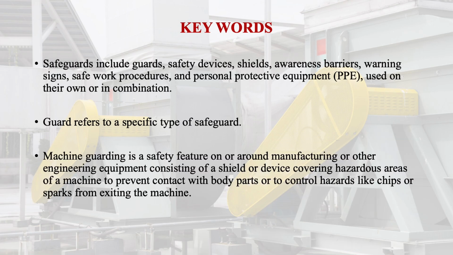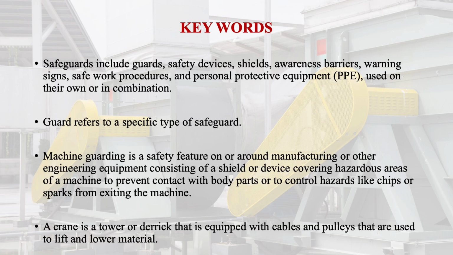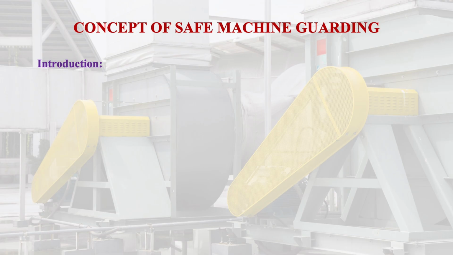Machine guarding is a safety feature on or around manufacturing or other engineering equipment, consisting of a shield or device covering hazardous areas of a machine to prevent contact with body parts or to control hazards like chips or sparks from exiting the machine. A crane is a tower or derrick that is equipped with cables and pulleys that are used to lift and lower material. The concept of machine guarding is not new.